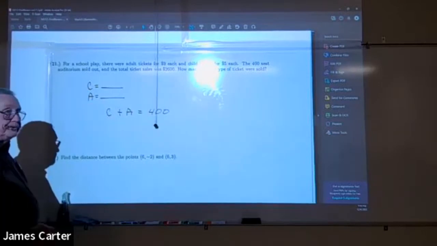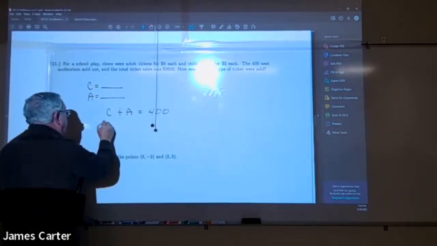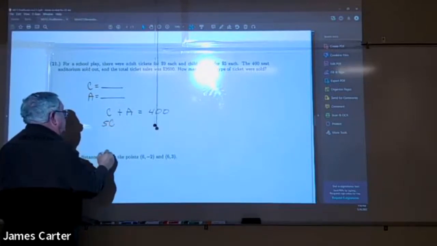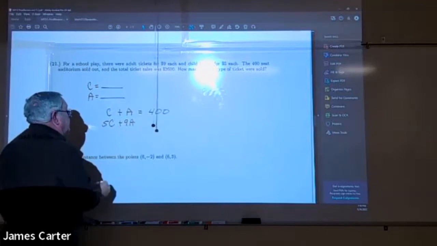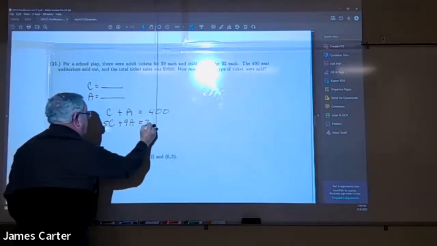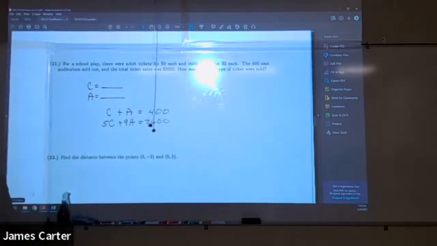Then the children's tickets at $5 each, plus the adult tickets at $9 each, produce sales of $2,600. Okay, that's that standard format that we have.